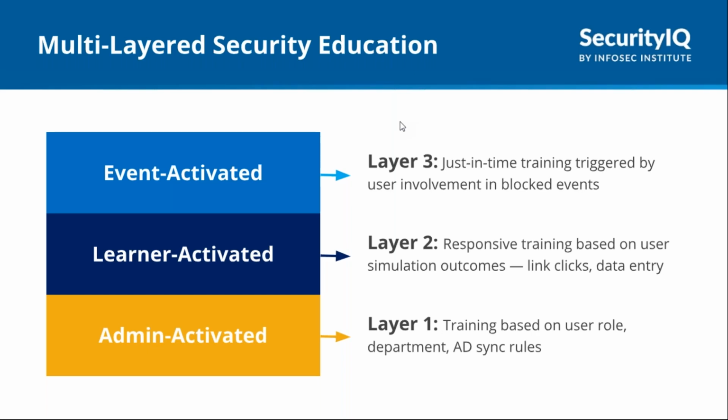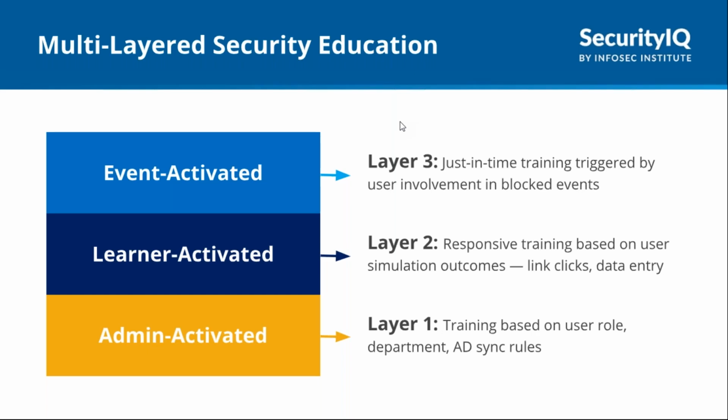The next level of education is what we call learner-activated education. A good example of this is when you have a learner who clicks on a simulated phishing email, for example. By doing that, the system actually responds by delivering an anti-phishing education or training module in that teachable moment. So again, that learner-initiated action is what prompts the training.